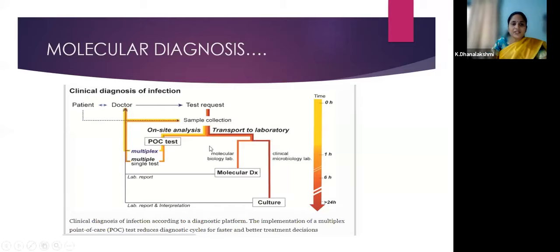So what is the advantage of this molecular diagnosis? You are requesting a test. The sample is collected at the bedside and we are transporting it to the lab for analysis. If you are doing a molecular analysis, for example, you take a GeneXpert or a TrueNAT, you get the results within 2 to 3 hours. So you see the time. We can get it quickly, and the result is interpreted to the doctor and he makes a decision on what to do about this result. So this is an advantage of applying a molecular diagnosis at the bedside.